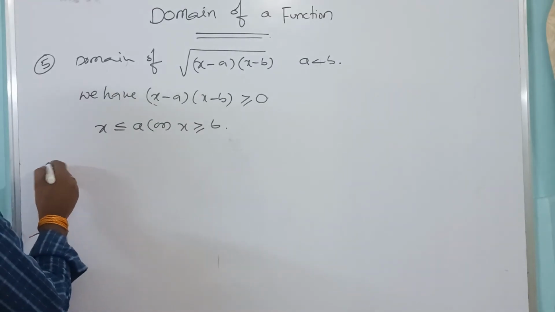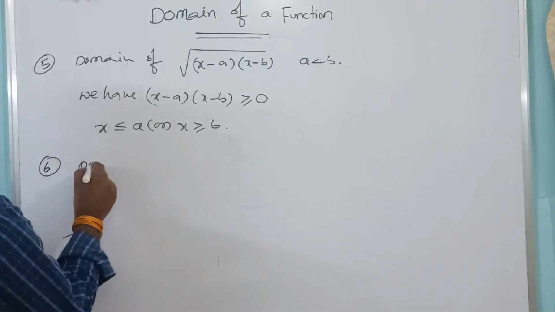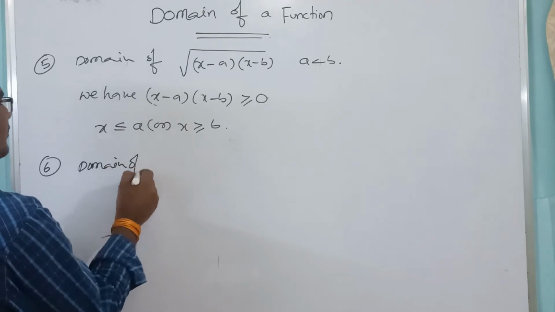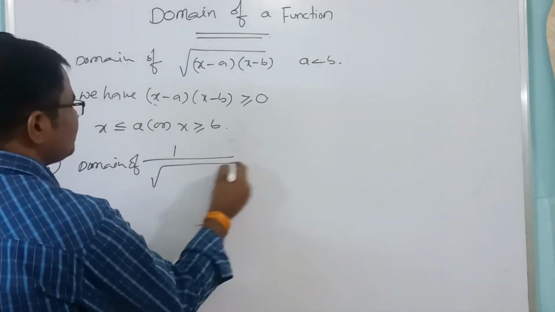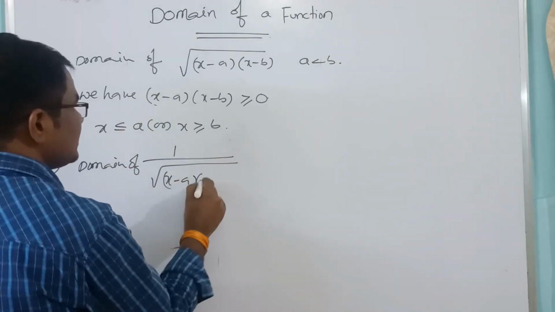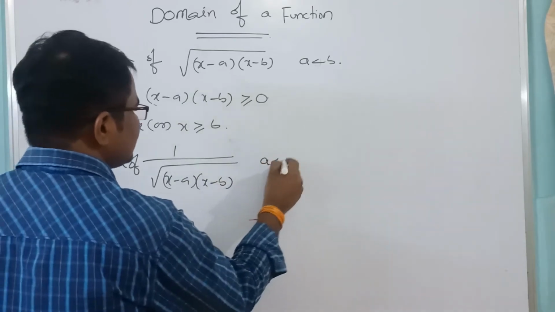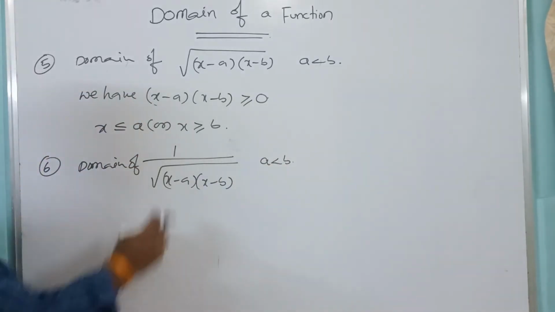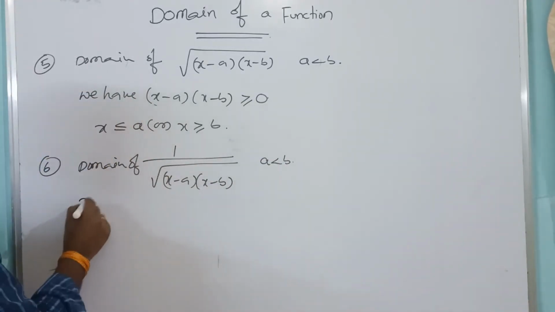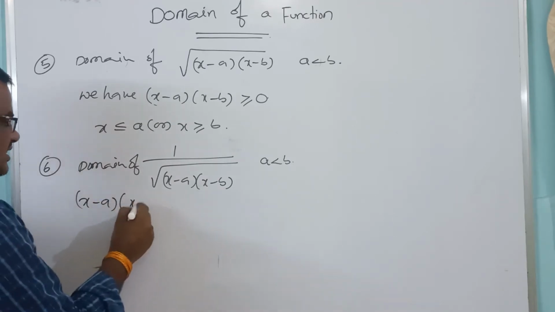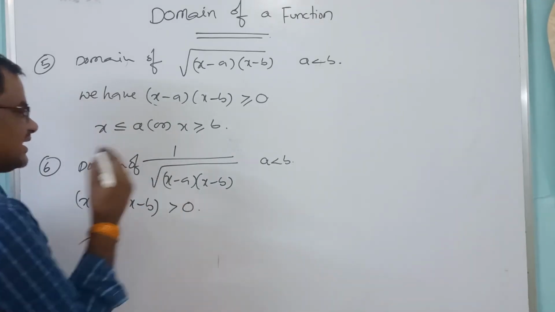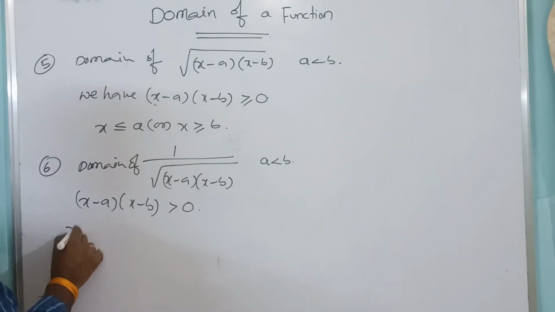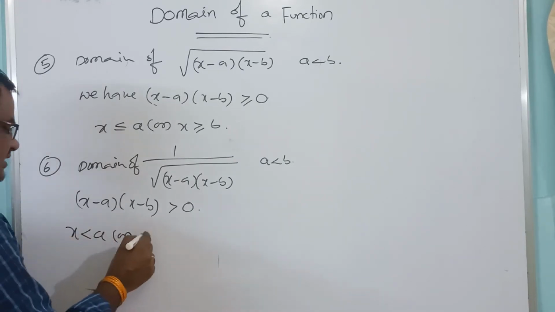Next, sixth one, domain of 1 by root of (x minus a)(x minus b), whenever a less than b. So 1 by root is there, which means we have to write (x minus a)(x minus b) strictly greater than 0. That is nothing but x less than a or x greater than b.